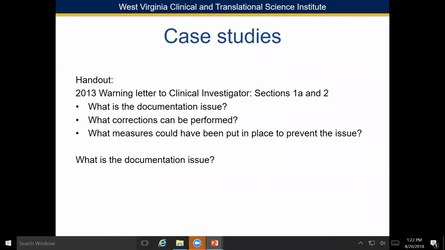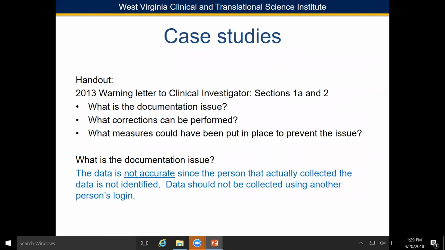So if you want to turn to the handouts that you've been given, I can give you a few minutes to read. What we're looking at are specifically sections 1A and 2. And then what we'll try to determine is what is the documentation issue, what corrections can be performed, and what measures could have been put in place to prevent the issue.